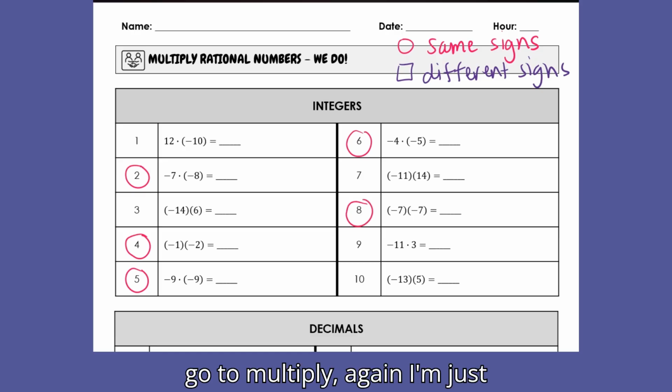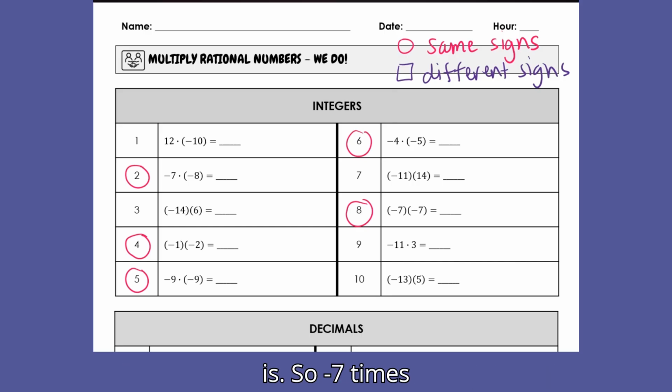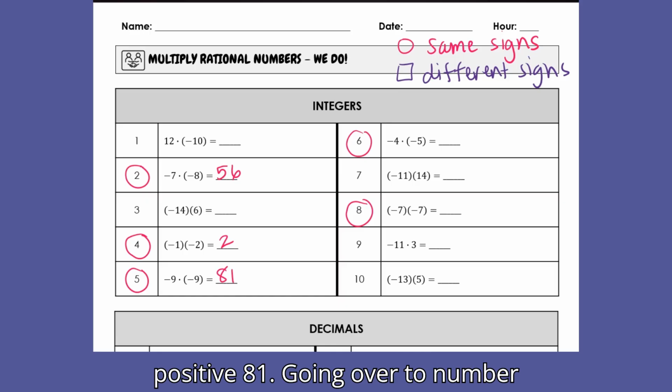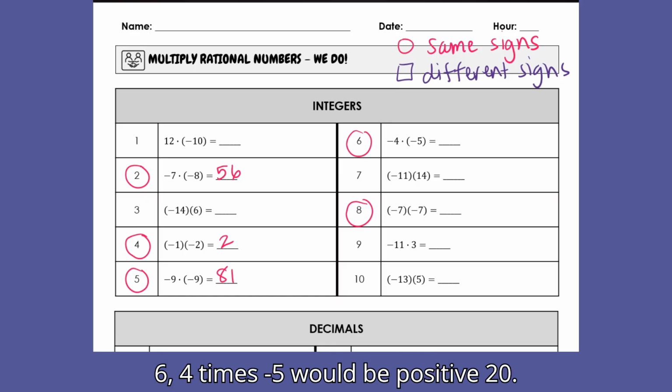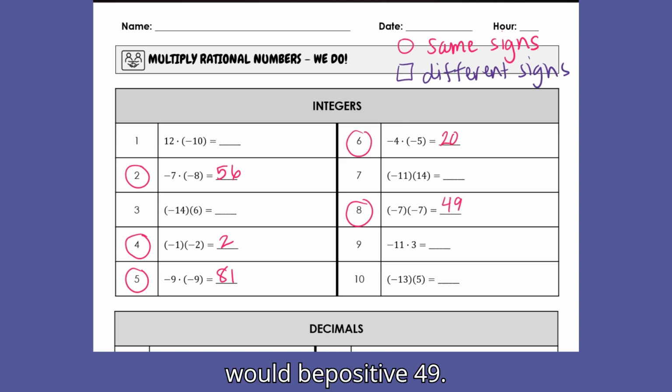When I go to multiply, I'm just multiplying as normal. It's just about determining what the sign of the product is. Negative 7 times negative 8 would be positive 56. Negative 1 times negative 2 would be positive 2. Negative 9 times negative 9 would be positive 81. Going over number 6, negative 4 times negative 5 would be positive 20. In number 8, you have negative 7 times negative 7, which would be positive 49.